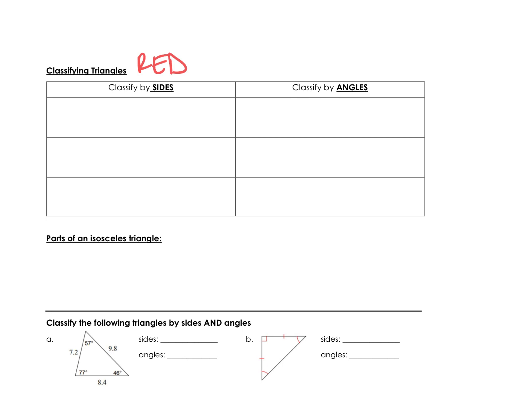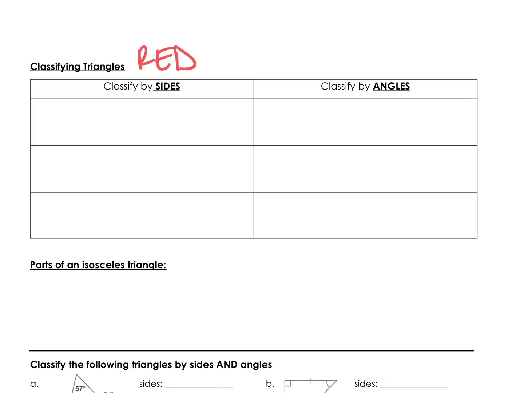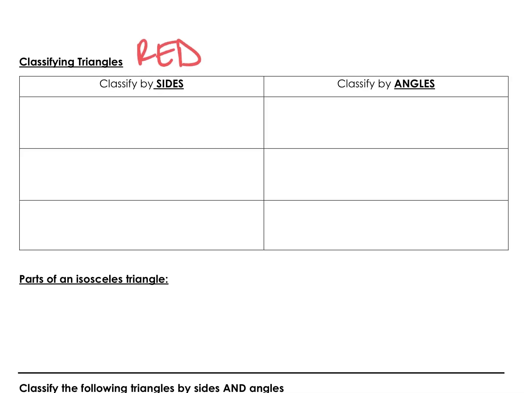Okay, and really these are words that you probably already know, but we're just going to reiterate them and make sure that we really all know these. Okay, so we are going to be classifying by sides and by angles. Classifying by sides, we have three types. We have scalene, we have isosceles, and we have equilateral.